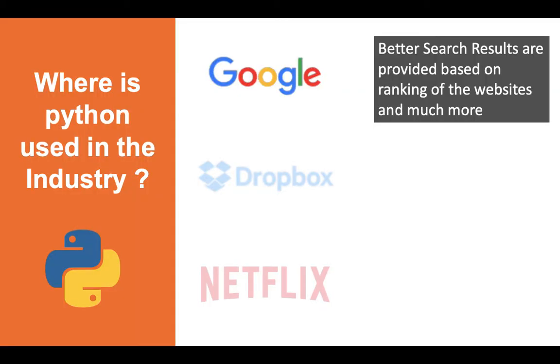Next coming up, where Python is used in the industries and how it's being used. Okay, so in Google, better search results are provided based on the ranking of websites and much more. Let's say you search for anything on the web, in the Google browser. You just go and search for Python, right?